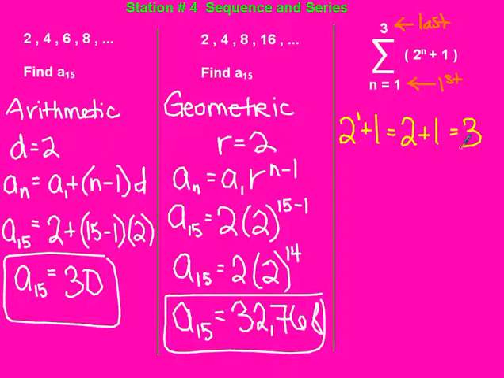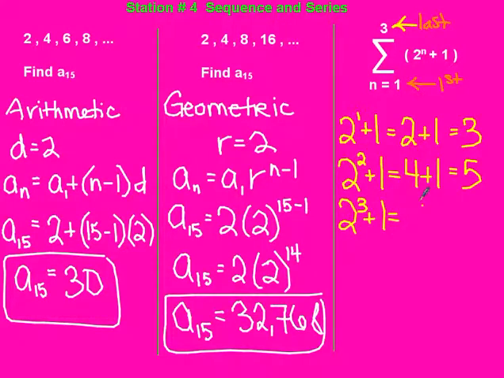Next, we're going to plug in a 2. 2 to the second plus 1. So we get 4 plus 1, which is 5. Lastly, we're going to plug in a 3. I'm going to stop there because it was at the top, so I know that's the last term I'm going to plug in. So I'm going to get 8 plus 1, which is 9.